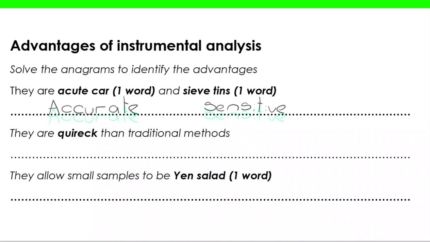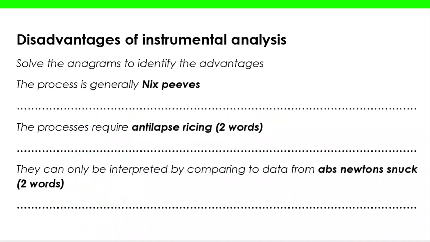The other advantage is that they are quicker than traditional methods. I will point out this is often a straightforward list some advantages. So learning what these are is important. And finally, it allows small samples to be analysed. Now, I've highlighted the word small there because that's important. If you're testing a sample of something you've made, you want to use as little of it as possible because you're maximising profit. So if we only need a very small sample, that's definitely an advantage. Let's have a think about the disadvantages now.